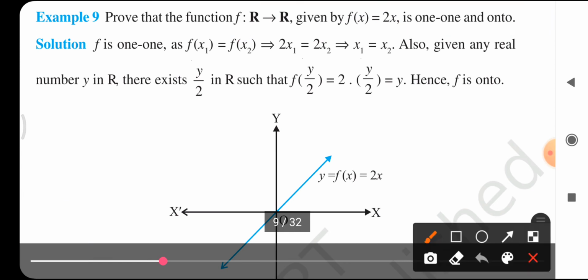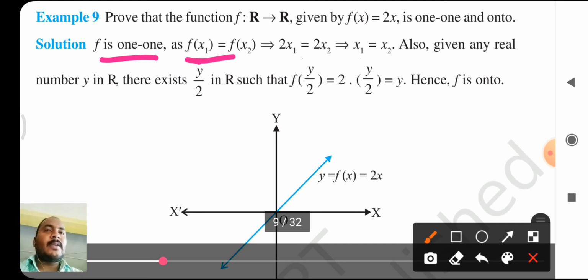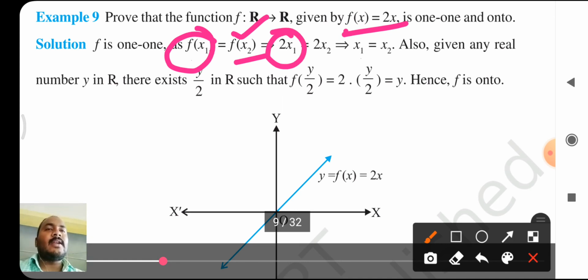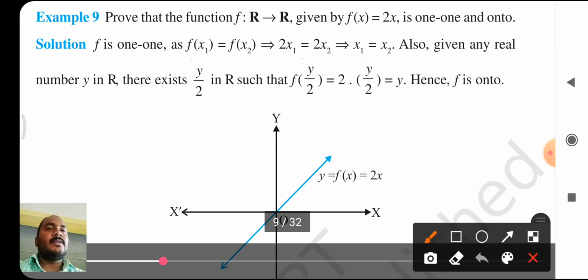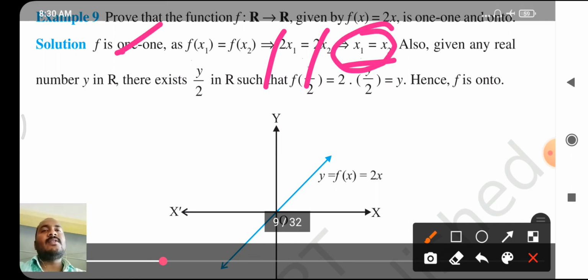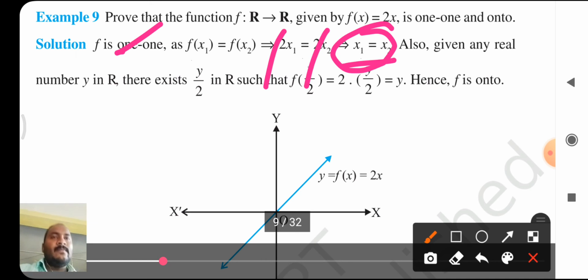Next, f is one-one, as f of x1 is equal to f of x2. Just replace x by x1 in the given function, we get f of x1, and replace x by x2 in the given function, we get f of x2. f of x1 is 2x1 and f of x2 is 2x2. Here the 2 and 2 get cancelled, we get x1 is equal to x2. This result shows that f is a one-one function.